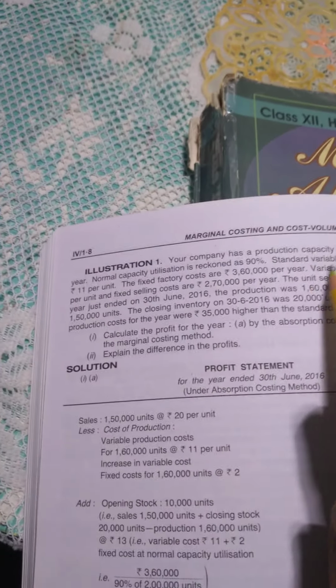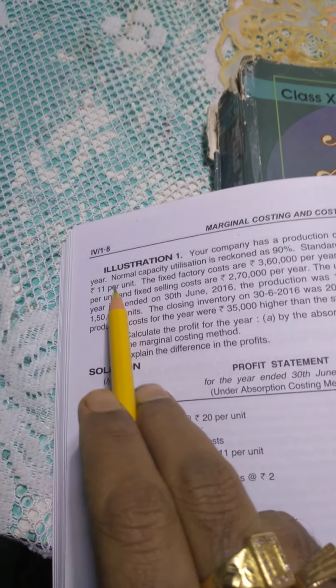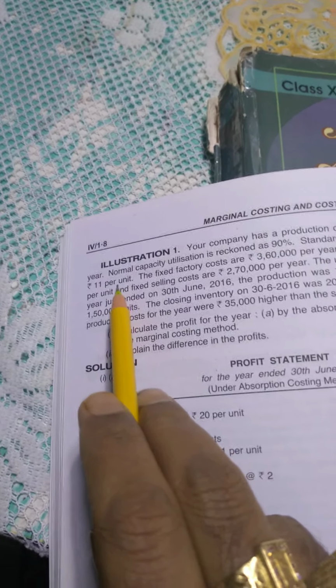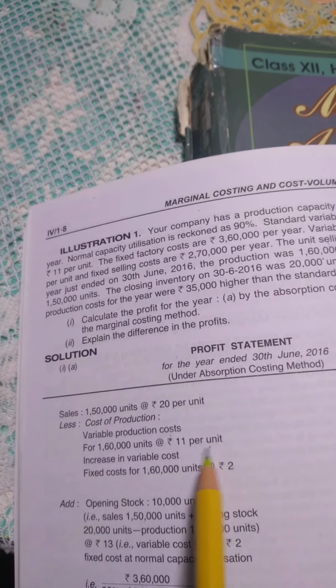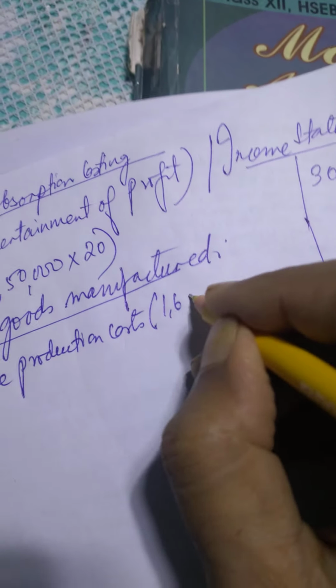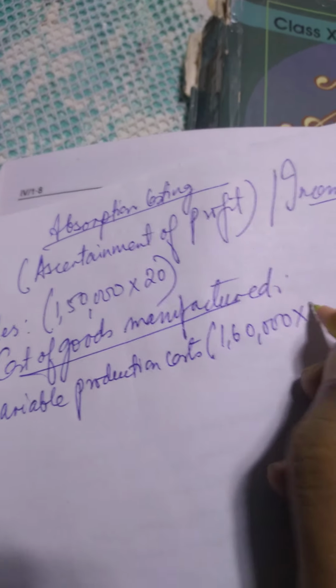See, standard variable costs are rupees 11 per unit, isn't it? So variable production costs: 1,60,000 units multiplied by 11 will be the variable production cost. So you are getting 17,60,000.